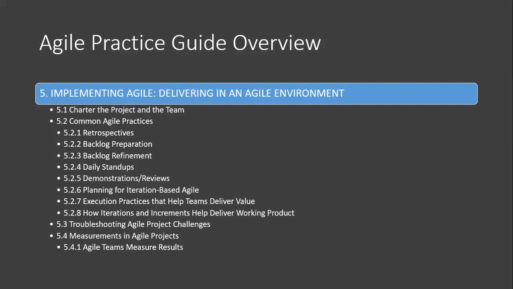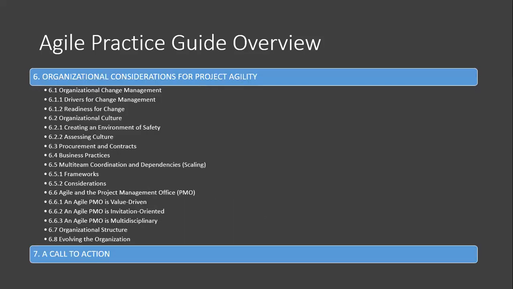Iterations and increments, how those help deliver work in product. Troubleshooting agile, measurements in agile projects, lots of great stuff here. That goes into chapter 6, which talks about change management and understanding the concept of change at a macro level and a medium level and a micro level. It's all going to help you if you're taking the exam. What I like about chapter 6 is if you're getting ready for an agile transformation, these are things you better be aware of, not just by reading them, but also giving them a lot of thought.